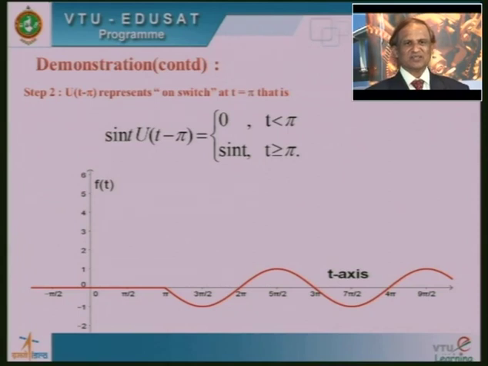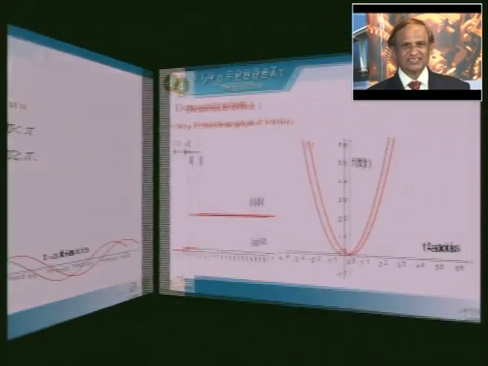So mathematically you can write sin t into u of t minus pi is equal to 0 when t is less than pi, and that is equal to sin t when t is greater than or equal to pi. You can observe the graph on the t axis when the value of t is less than pi: at t is equal to 0, at t is equal to pi by 2 and up to pi, the curve is not visible. It is on the t axis. After pi, you can observe the sine curve. That is the resultant function.